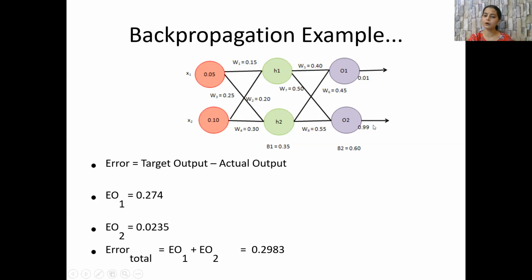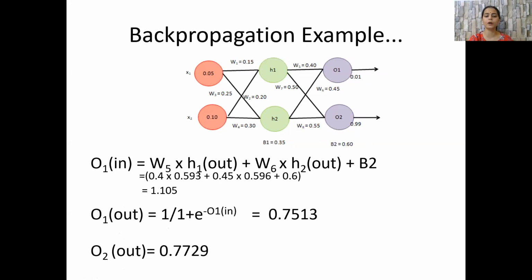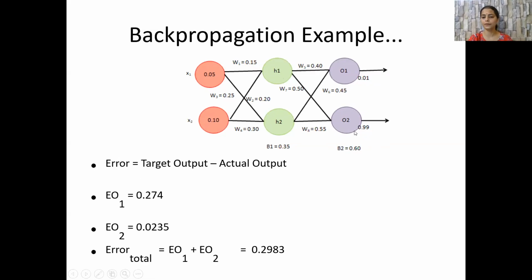Similarly, the expected output was 0.99 and we had calculated an output of 0.7729 at this layer. So we calculate the value of E02, the error at this node, equal to the target output minus the actual output, which is 0.0235.